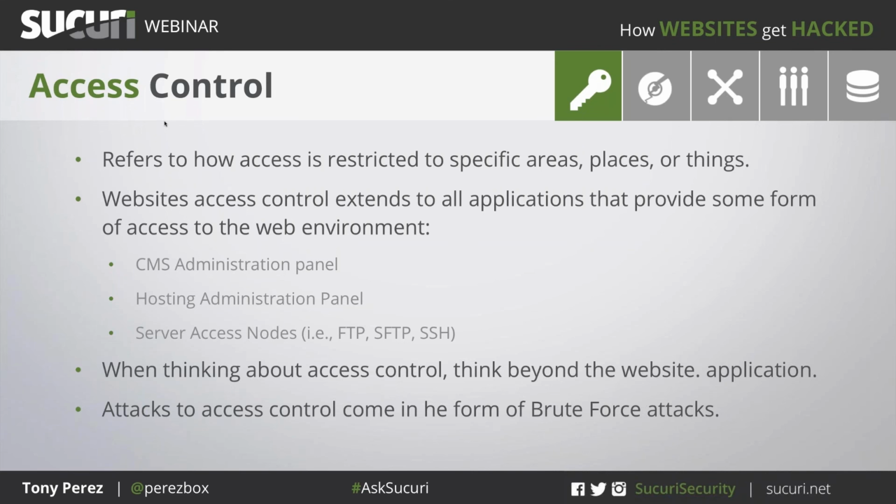So it does no good if I secure my CMS but do nothing to the neighboring applications. They're all going to the same location. They're just multiple doors. So we need to look at that.